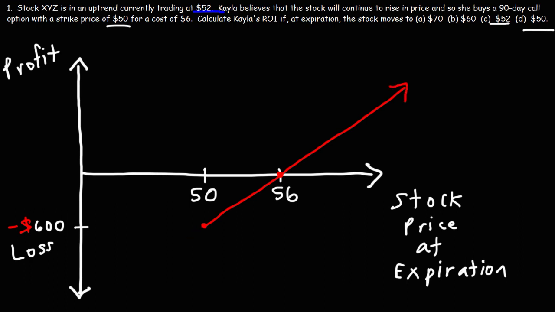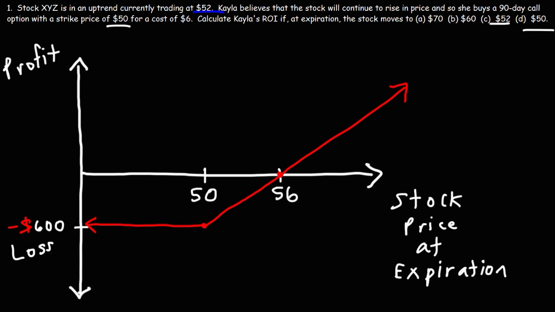And then below 50, she's already reached her maximum loss, so it's not going to go below 600. Therefore, to the left of 50, you can draw a horizontal line. So this section indicates the most that she can lose. If the stock closes at $50 or below, she will only lose $600. If it closes anywhere between 50 and 56, her loss is going to be between $600 and 0. But if it closes anywhere above $56, she's looking at a profit. And as you can see, this line goes on forever because there's no limit, theoretically speaking, to how high the value of the stock can go.